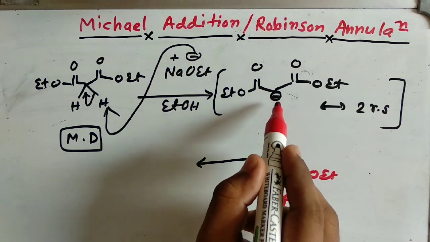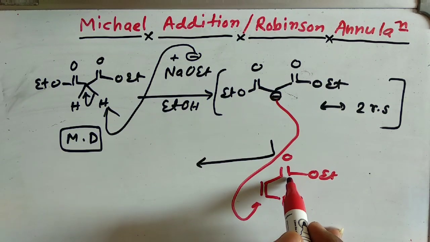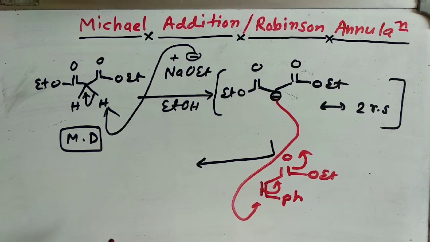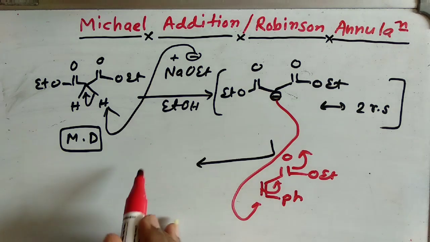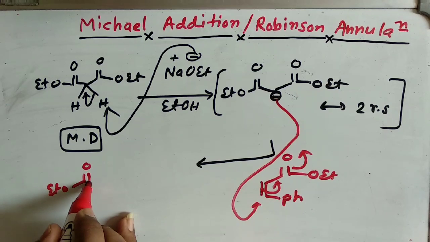Okay, so this negative charge will come to this because of steric hindrance. It will not approach the carbonyl center. Then this kind of resonance will occur over here. So what will be the product?